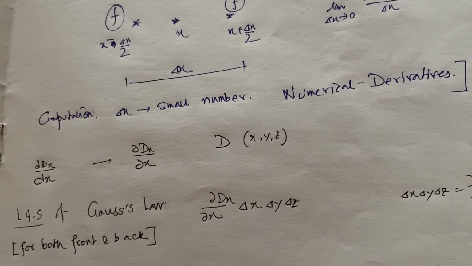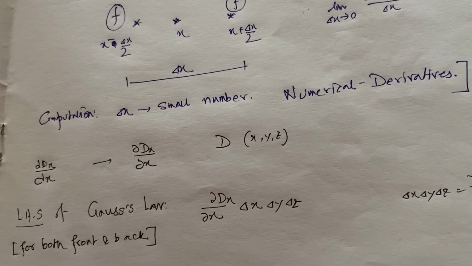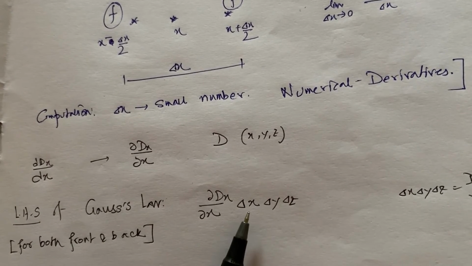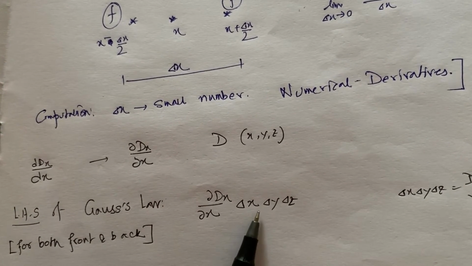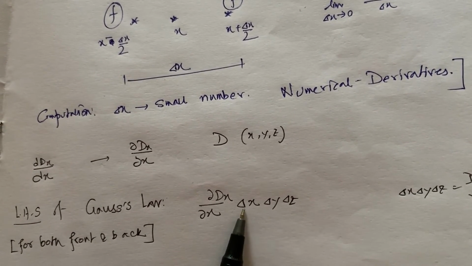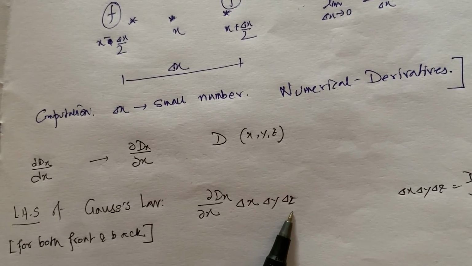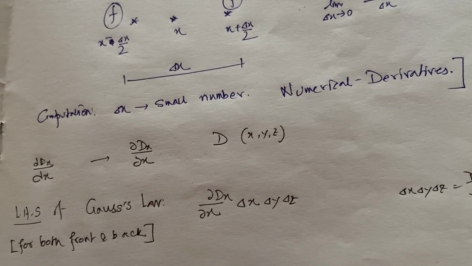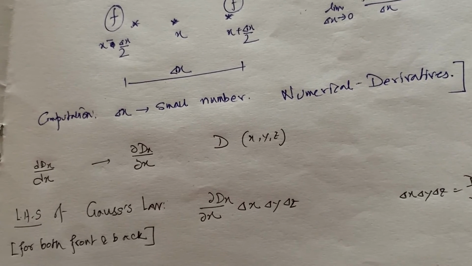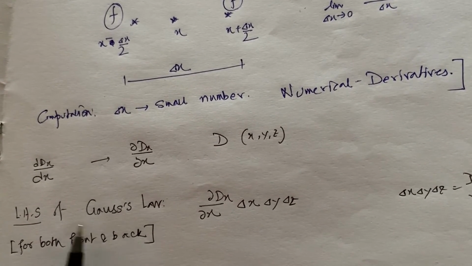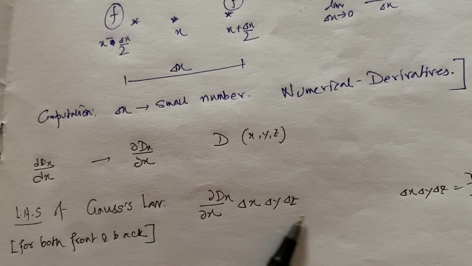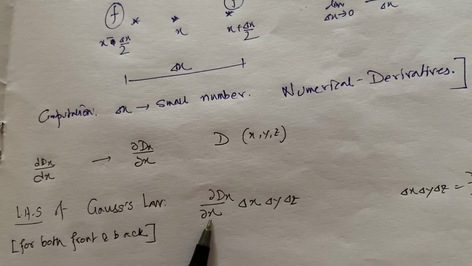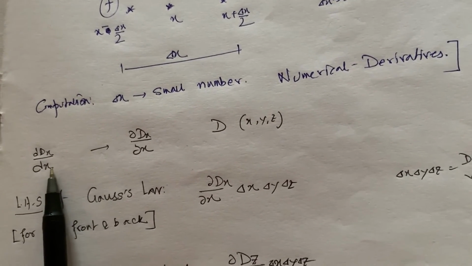For the timing, we are not making delta x equal to 0, because we are rather interested in including this delta x by writing the whole thing as delta v, which is the differential volume element. Now for the front and back surface, the left hand side of Gauss's law gives me this. Why have I written the partial derivative, not the normal derivative?